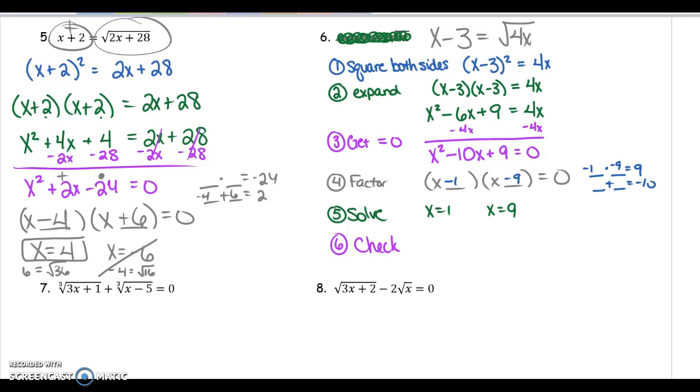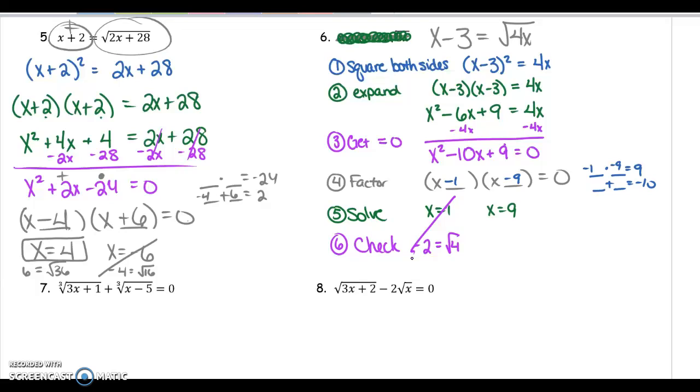Step 4, factor. You're looking for the two numbers that multiply to give you 9 and add to negative 10. That would be negative 1 and negative 9. Then solve. X is 1 and x is 9. Step 6, check those solutions. So if I plug in 1, 1 minus 3 is negative 2. 4 times 1 is 4. So I'd have the square root of 4 equals negative 2. According to that rule, if the square root is given to you in the original problem, you must assume the positive root only. So that is an extraneous solution.